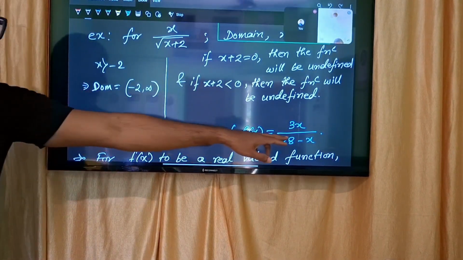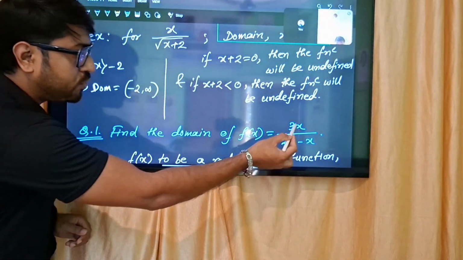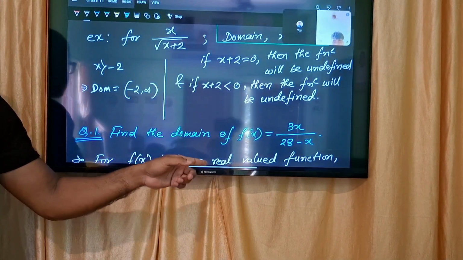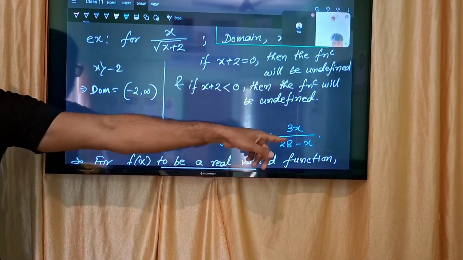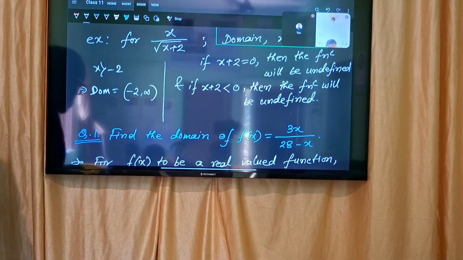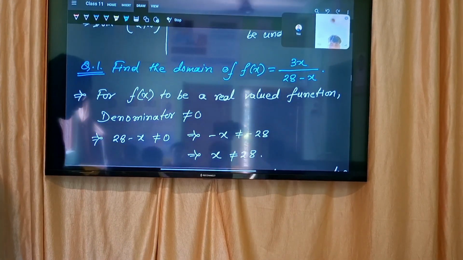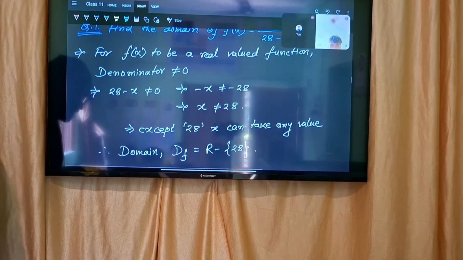I want to show you how to find the domain of this function. Tell me how to find the domain of this function. If f(x) equals 3x by 28 minus x, এটা কি ফাংশন? Rational. কি হবে to find the domain? So denominator not equal to 0 means x should not be 28. So domain will be like that. Except 28, x can take any value. So domain will be domain of f.